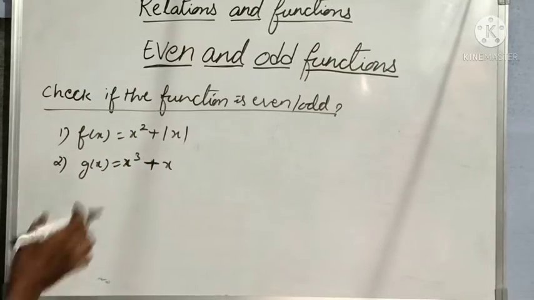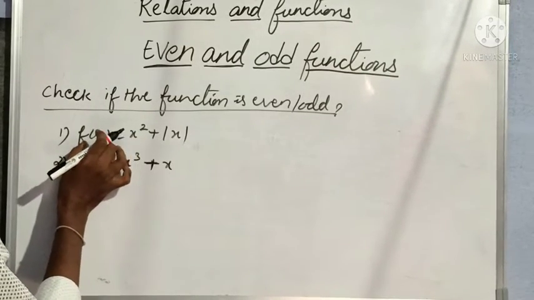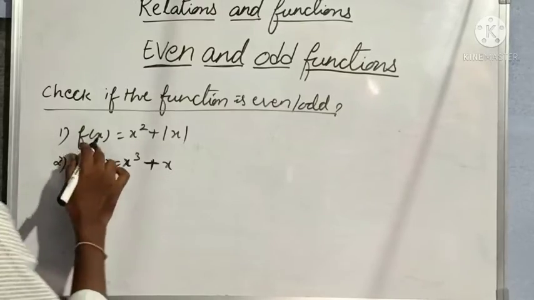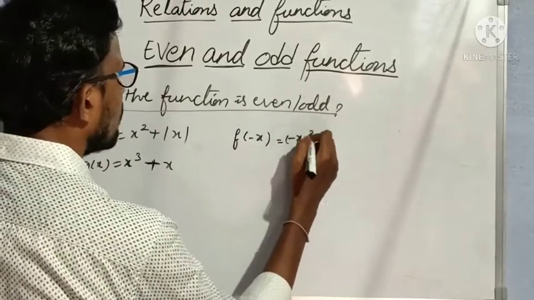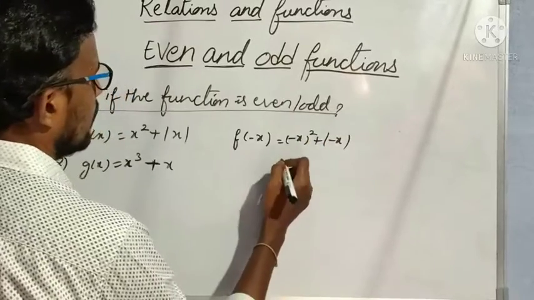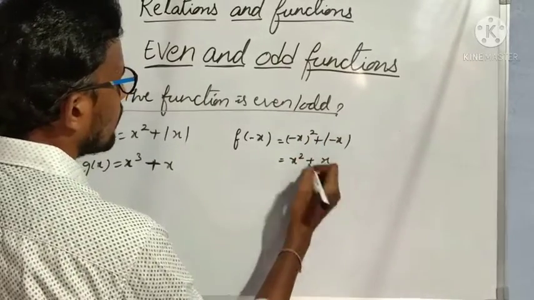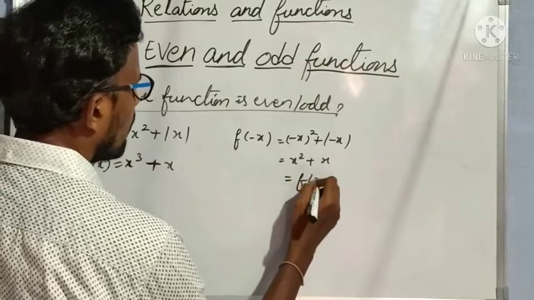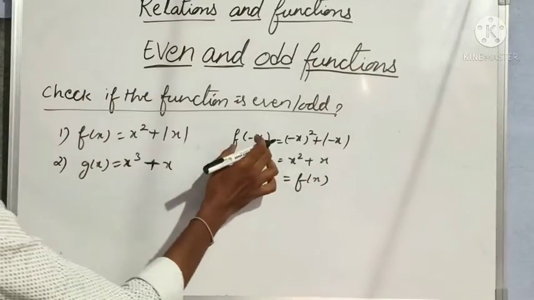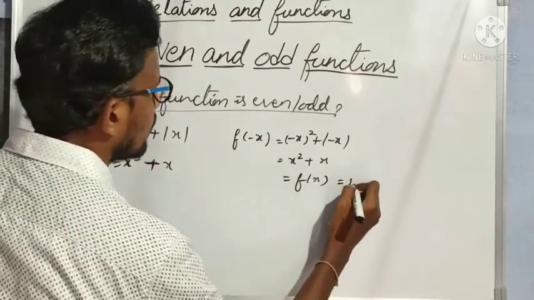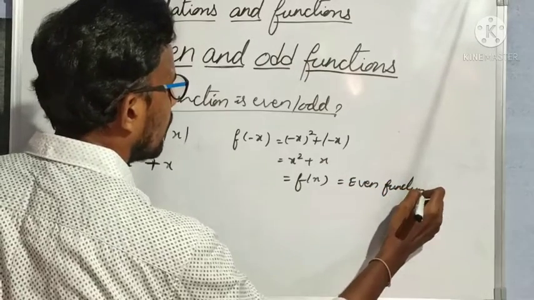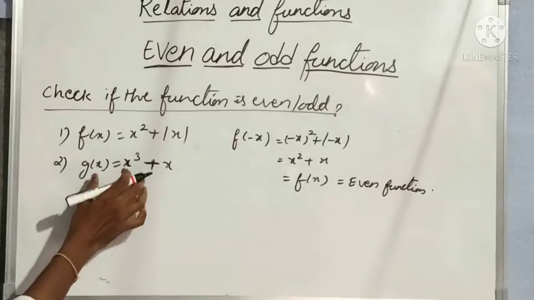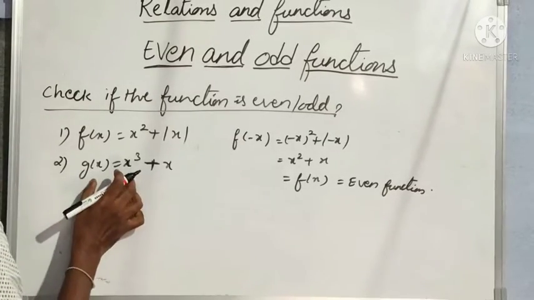Okay, so very easy. In the place of x, what should we substitute here? Minus x. So f of minus x is equal to minus x whole square plus mod of minus x. So that is equal to x square plus mod x. So we are getting the same f of x. If we are getting f of minus x is equal to f of x, then what type of function is it? Even function. Understood?